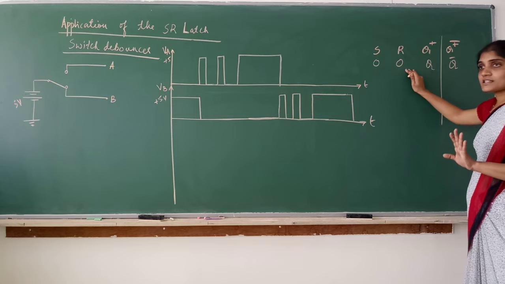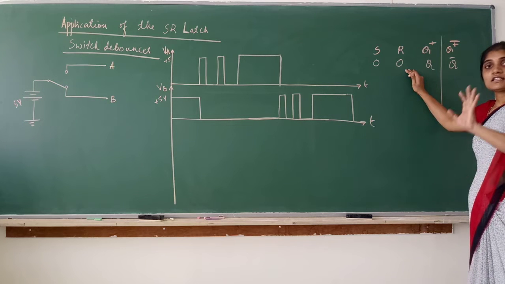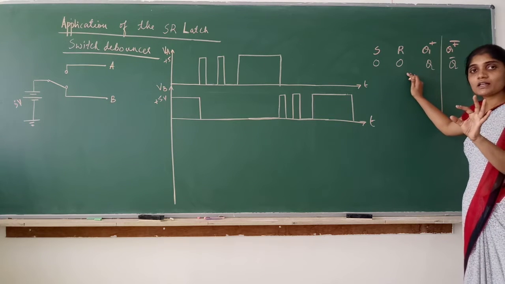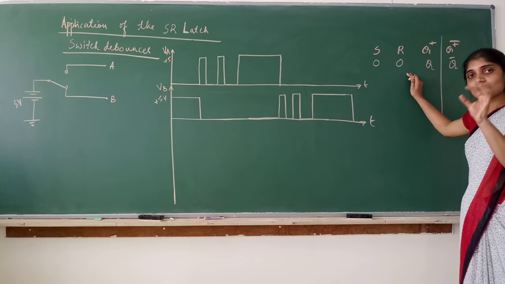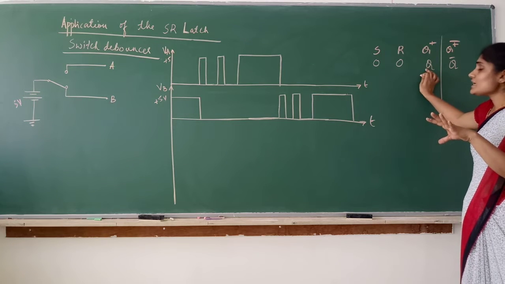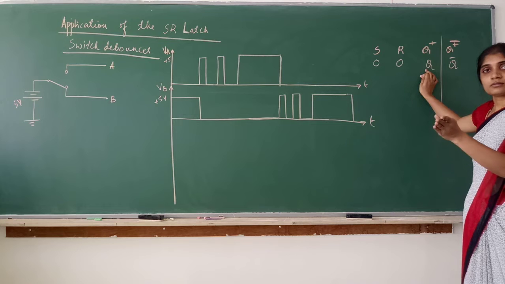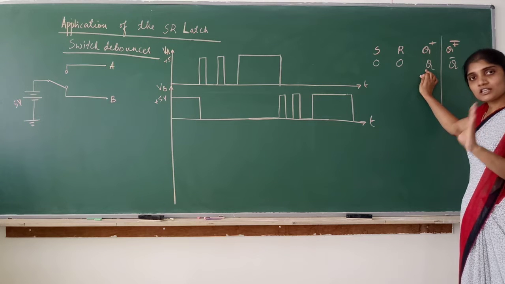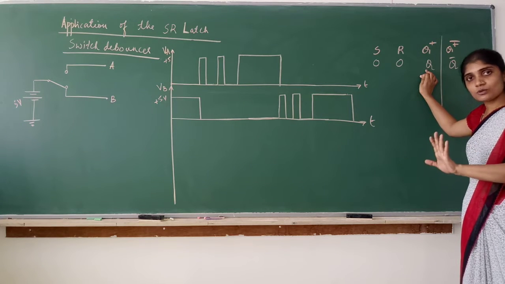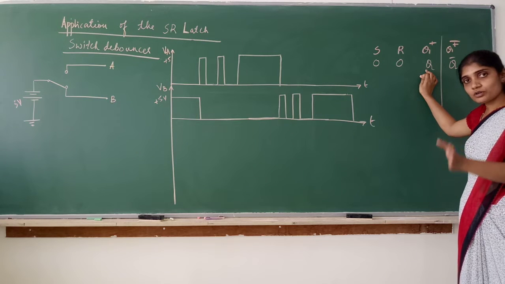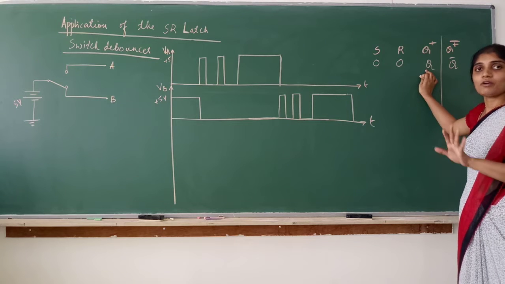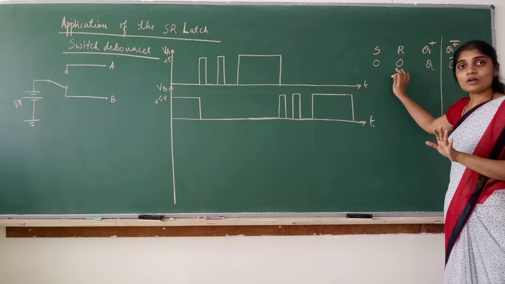When S is 0 and R is 0, the next information that can be stored in the latch is the same as the previous bit. Previously if you had stored 0, now also it will retain the same 0. Previously if we had stored 1, now also the bit will be 1, when you give S as 0 and R as 0.